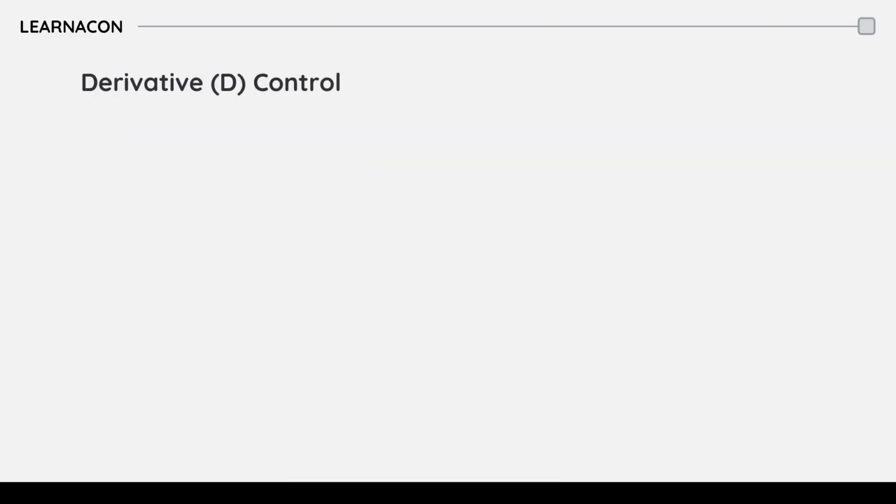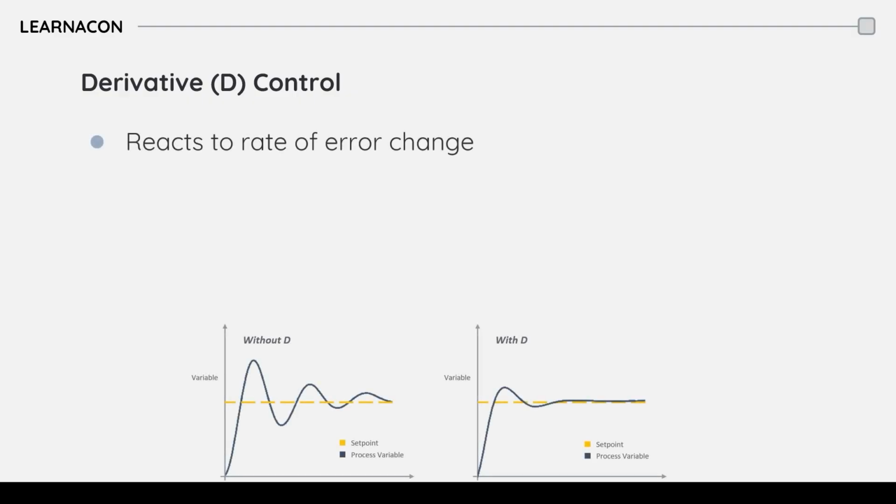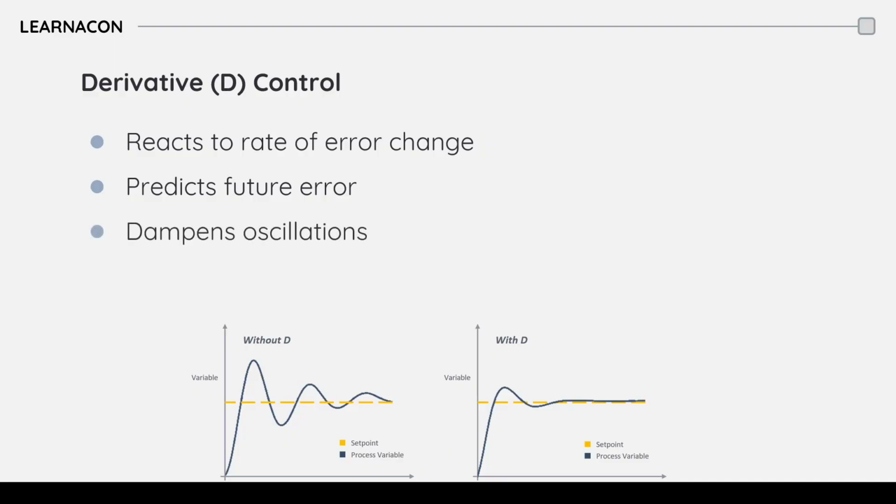Last but not least is the derivative part. Derivative control is the fortune teller. It predicts where the error is heading. It looks at how fast the error is changing and reacts based on that. If the system is approaching the setpoint too quickly, it slows things down to prevent overshoot. It's great for stability, but can be sensitive to noise in the signal.